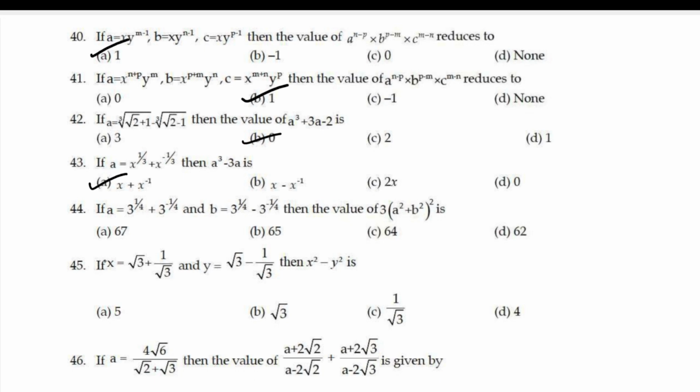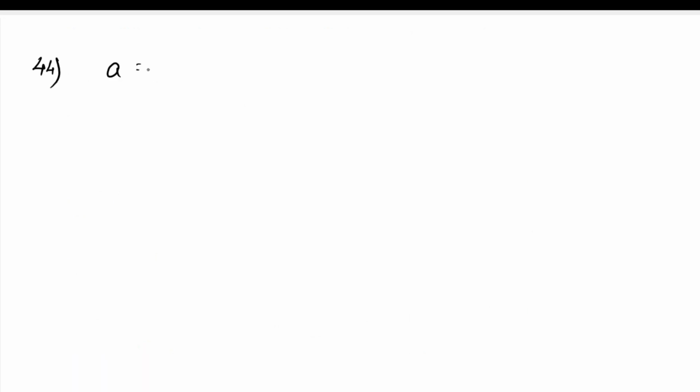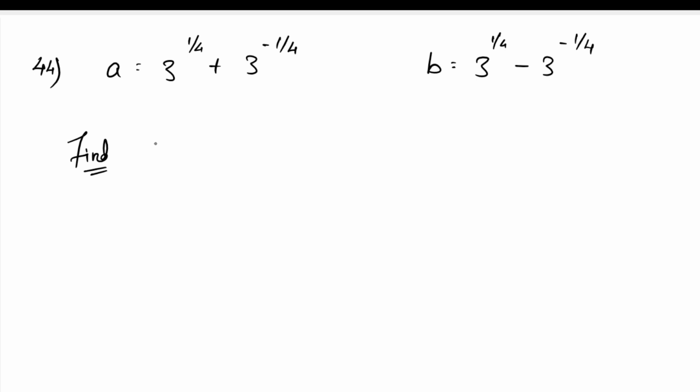Now question number 44. So A is equal to 3 to the power 1 by 4 plus 3 to the power minus 1 by 4, and B is equal to 3 to the power 1 by 4 minus 3 to the power minus 1 by 4. Now they are asking us to find 3 into a square plus b square the whole square. So first we'll start by finding out what is a square.